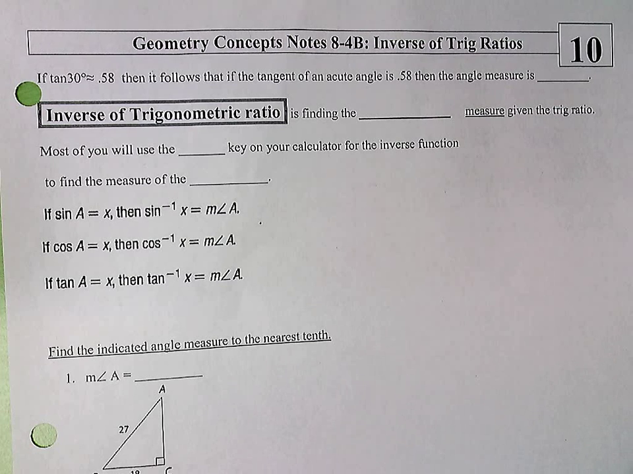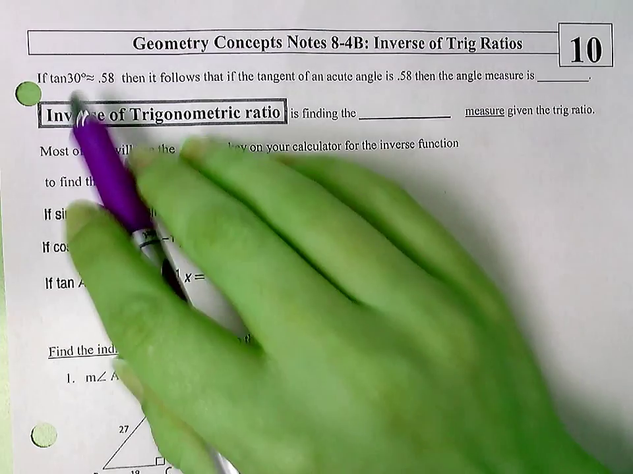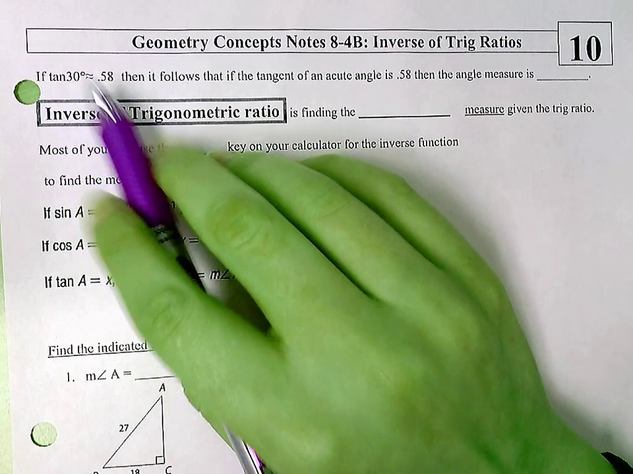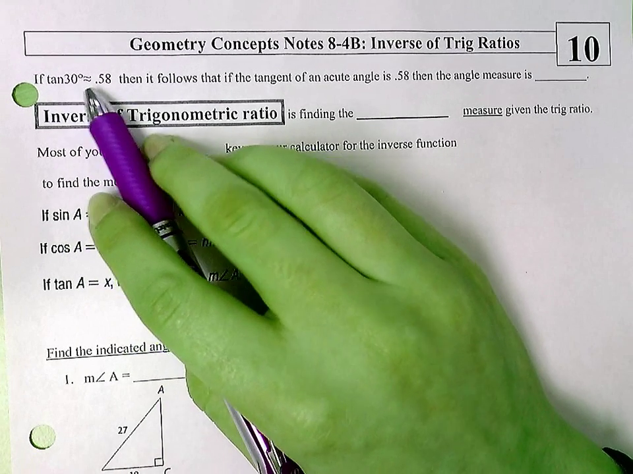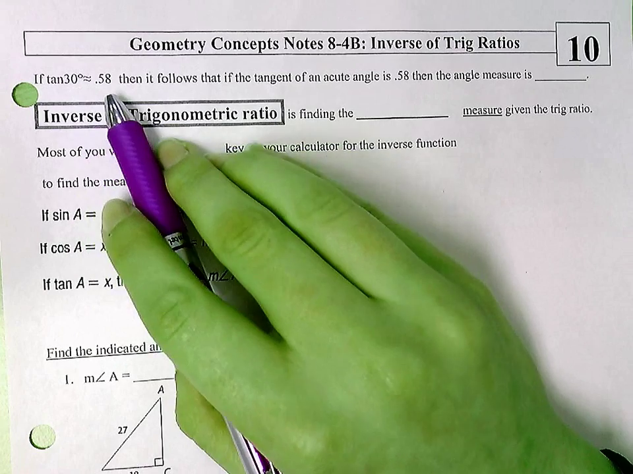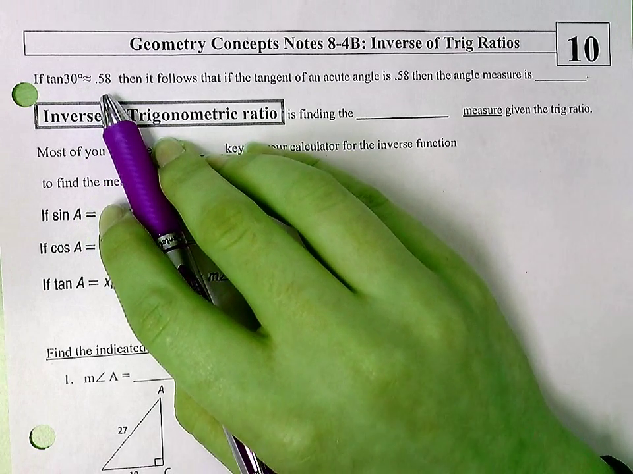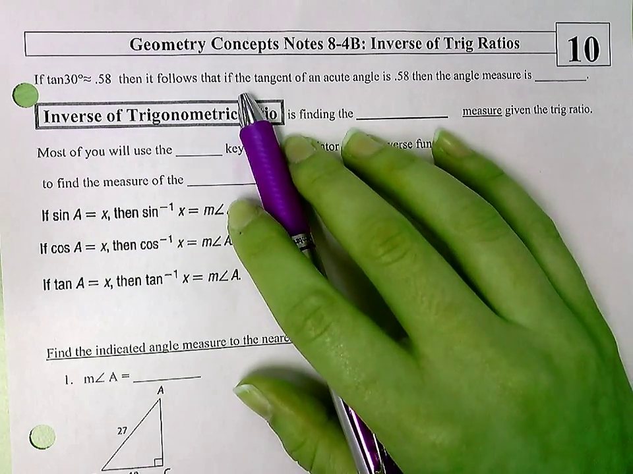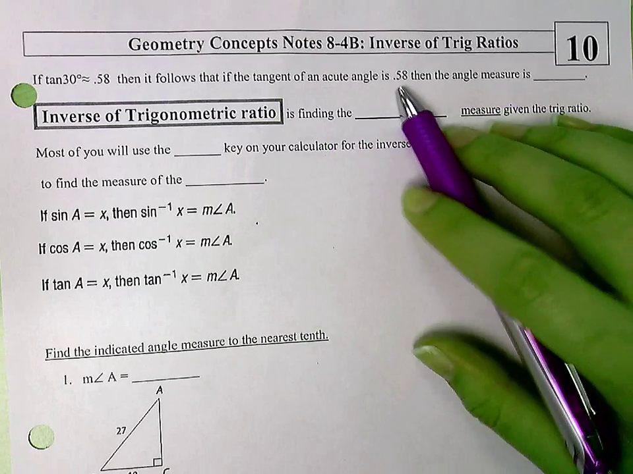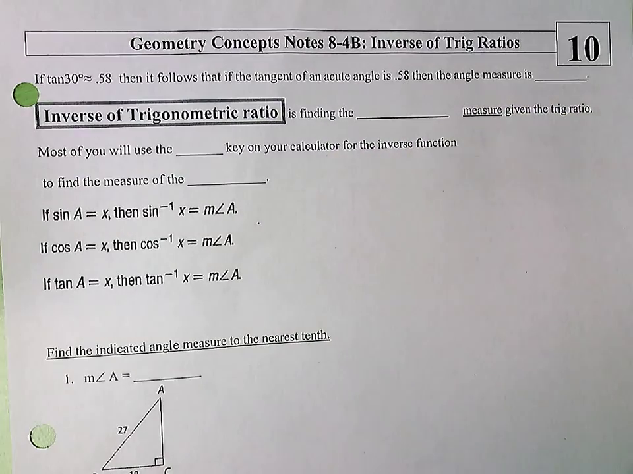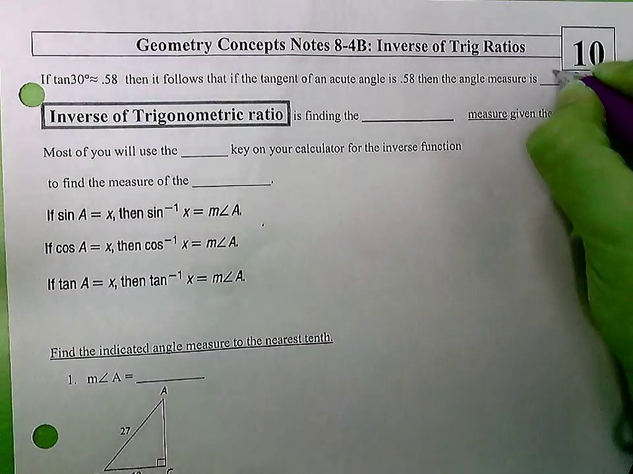So if you have tangent of 30 degrees, it is about 0.58. You plugged tangent of 30 into your calculator and got about 0.58. Then it follows that if the tangent of an acute angle is 0.58, the angle measure has to be 30.